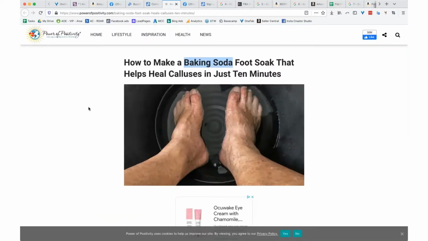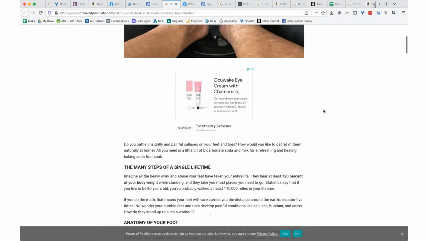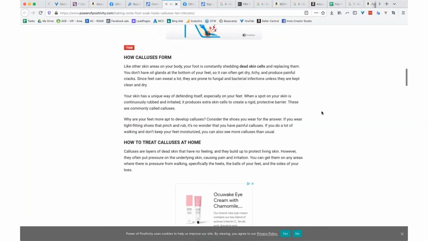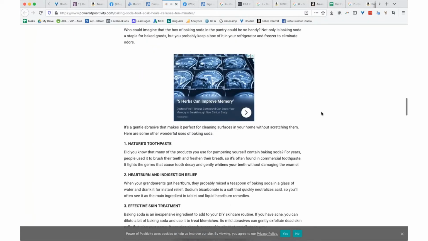Here it is. Oh, how lovely. They look like my feet. Ugly, ugly. So this article got shared heaps.